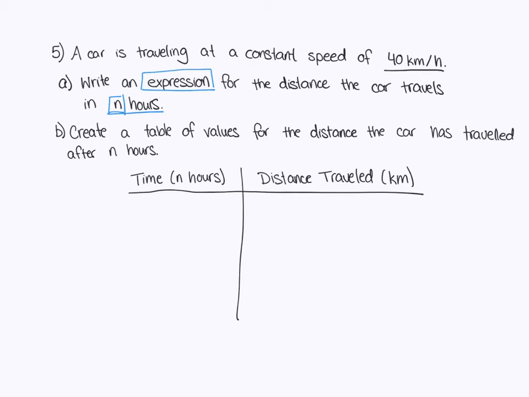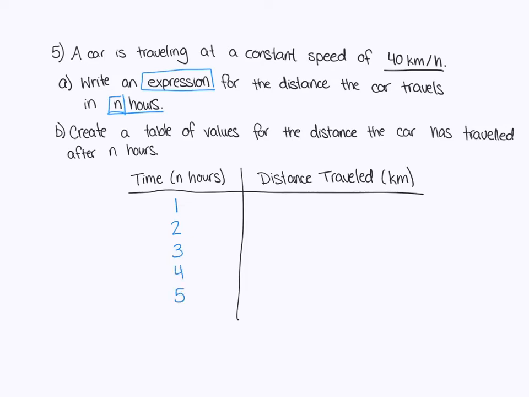Part B asks you to create a table of values for the distance the car has traveled after n hours. So you'll see they've used n hours here for the time and the distance traveled in kilometers. So they're giving you n hours. I think there's 5 spaces, so you just fill those in with the first numbers. How much does it travel in 1 hour? In 2 hours? In 3 hours, in 4 hours, and in 5 hours.